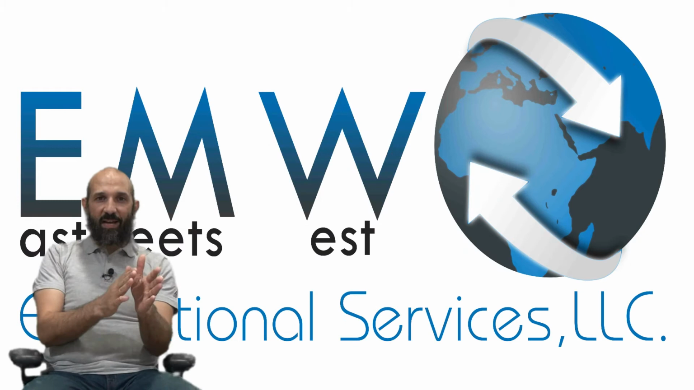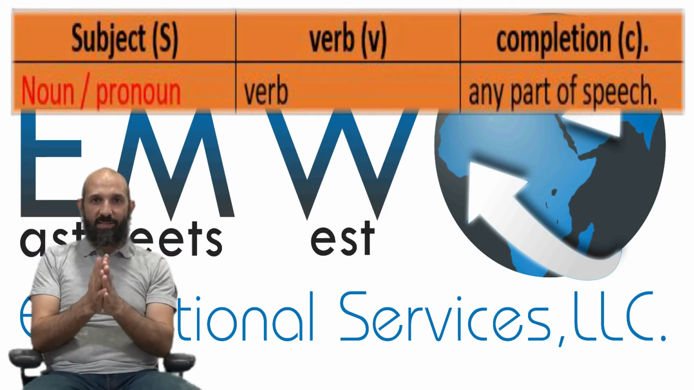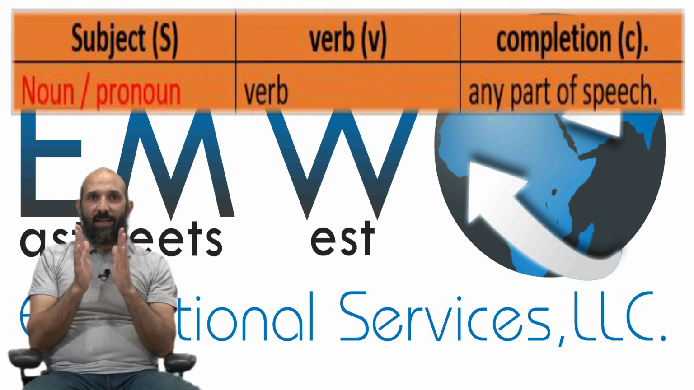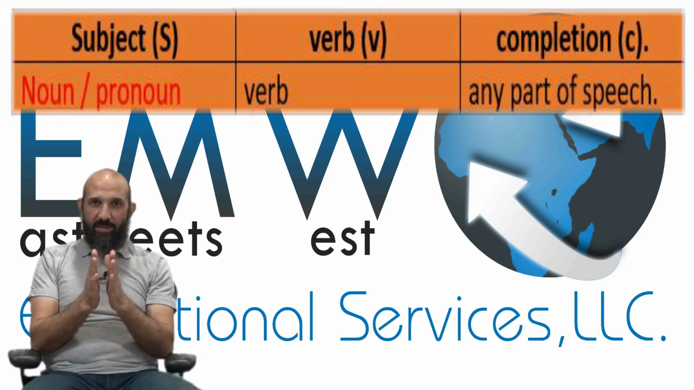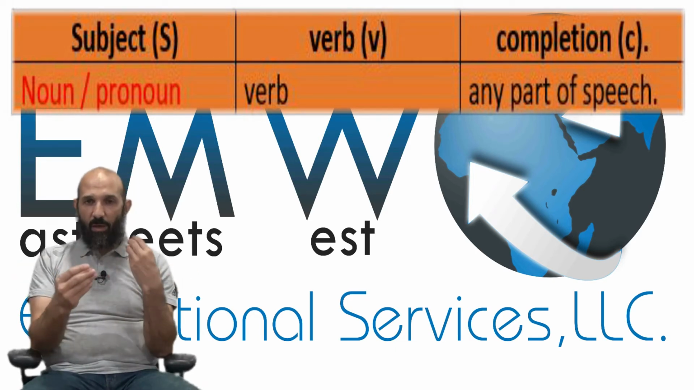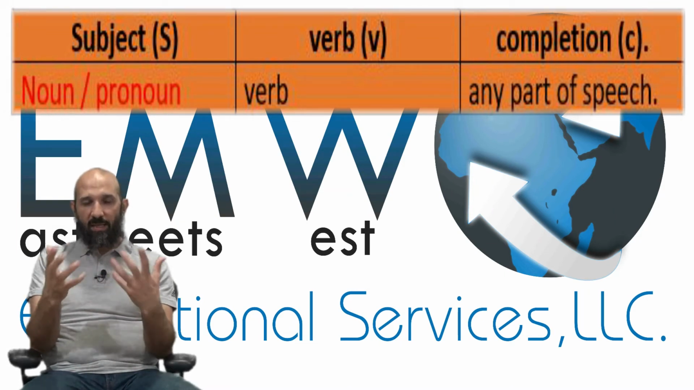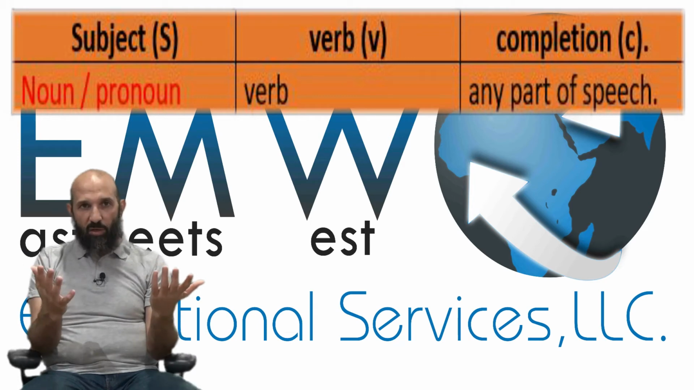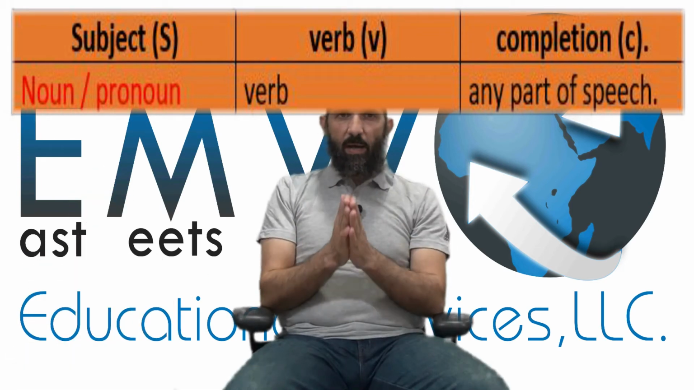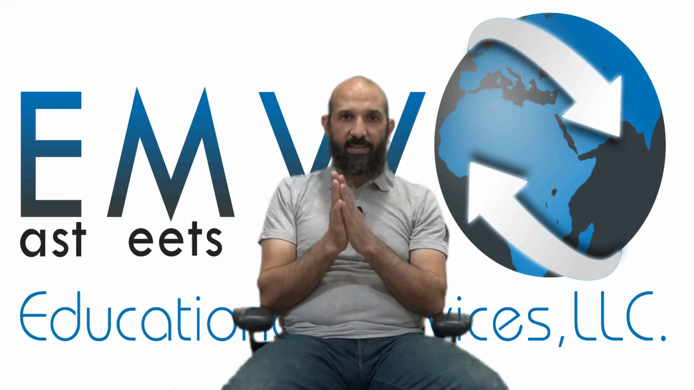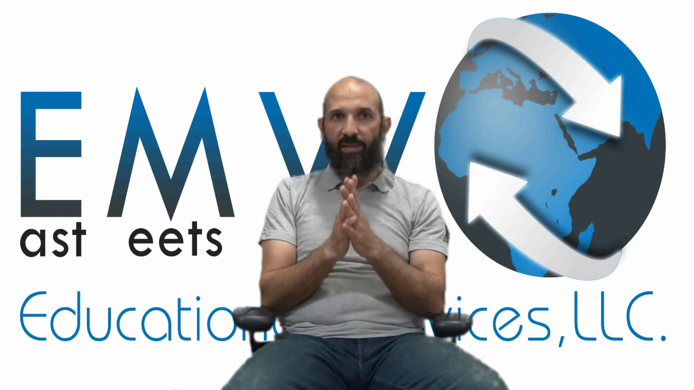Now, look at this diagram. It will help make things clearer. As you can see, the subject is a noun or a pronoun, and the verb is a verb. It's the name of the job and the name of the part of speech at the same time. And the completion is any part of speech. Today, I want to talk about the subject, and next video I will talk about the verb.